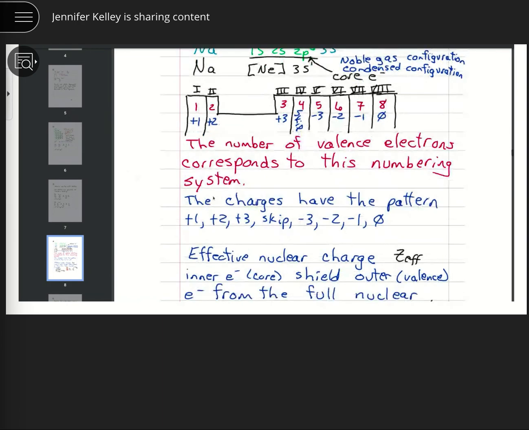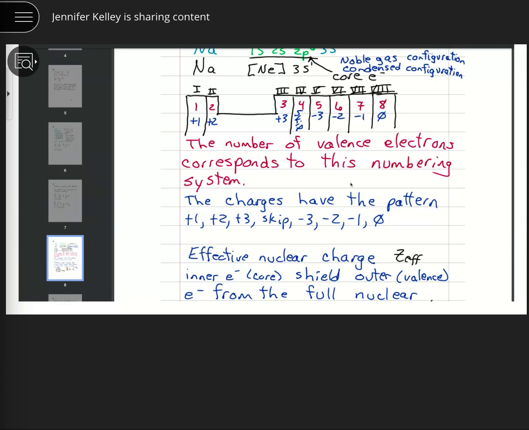So if you skip the stuff in red and look to the stuff in blue, it says the charges have the pattern +1, +2, +3, skip, -3, -2, -1, and neutral. What that's saying is everything in column 1, for example, sodium, normally makes a +1 charge. And things in column 2, like calcium, have a +2 charge, and so forth.